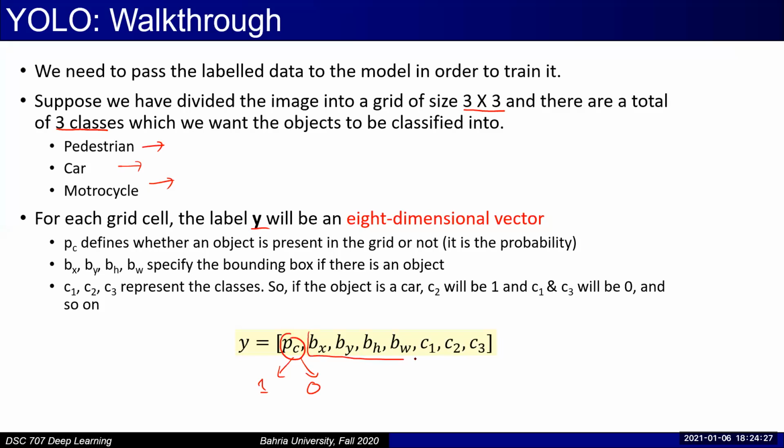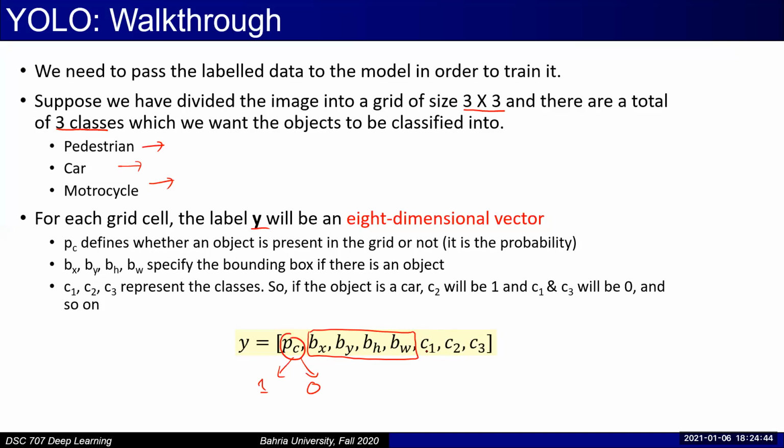Then you have these 4 numbers with which you are already familiar. These are the x and y coordinates of the object, not the grid, of the object, okay, which is in that grid. And this is the height and width of the bounding box. Okay, so these are the same 4 numbers with which you are already familiar.